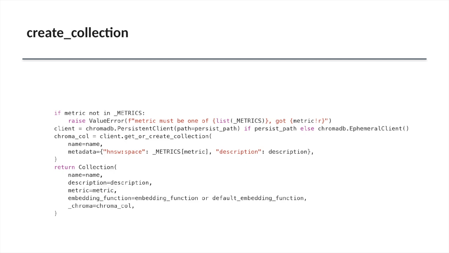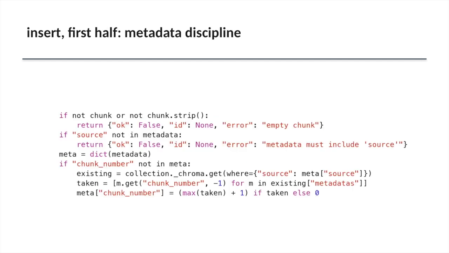Insert, first half. The chunk must not be empty, and the metadata must carry at least a source. Then, the chunk number. If you did not give one, we look up the chunks already stored for that source and take the next number. Chunk numbers grow per source, automatically, exactly what the lecture promised.